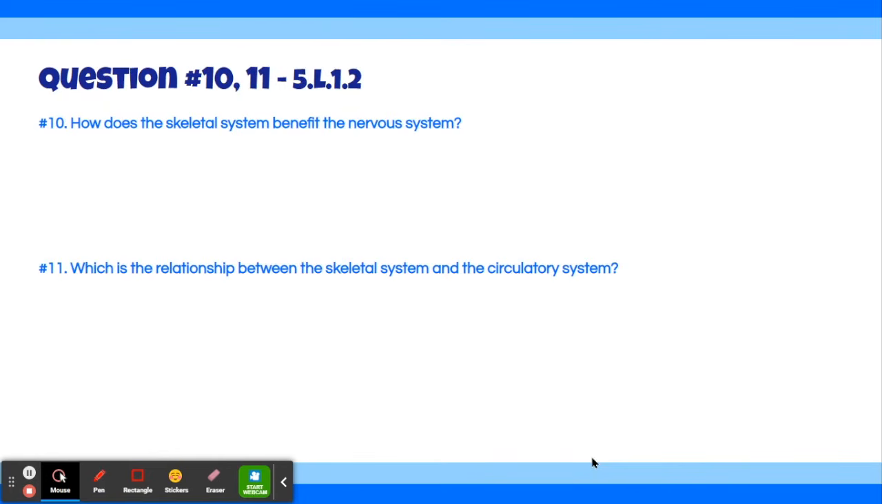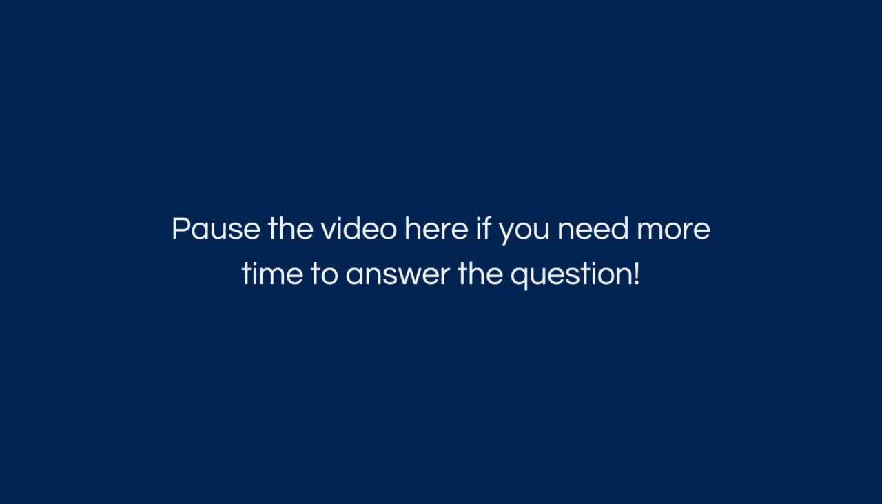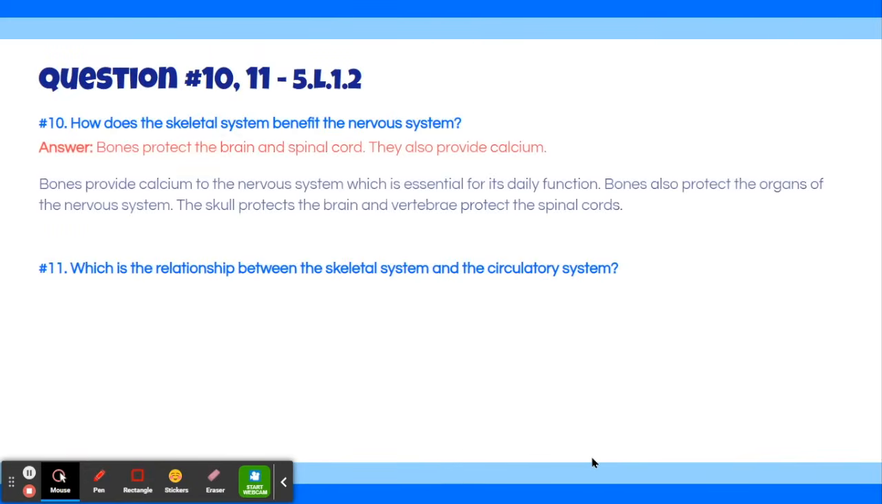Moving on to questions number 10 and 11. So number 10, how does the skeletal system benefit the nervous system? Well, the answer is that the bones protect the brain and the spinal cord, and they also provide calcium. Bones provide calcium to the nervous system, which is essential for its daily function. Bones also protect the organs of the nervous system, so the skull protects the brain and vertebrae protect the spinal cord.